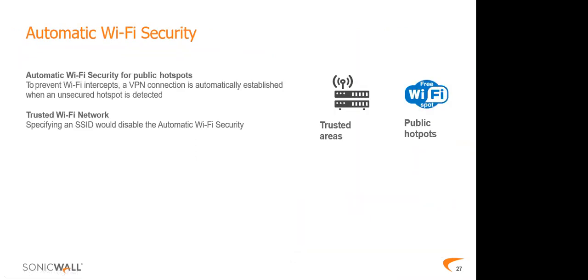Automatic Wi-Fi security. They have this function also, automatic Wi-Fi security for public hotspots, to prevent Wi-Fi interception. The VPN connection is automatically established when an unsecure hotspot is detected. For trusted Wi-Fi networks, you can specify an SSID that would disable the auto Wi-Fi security. Only the trusted network can access.